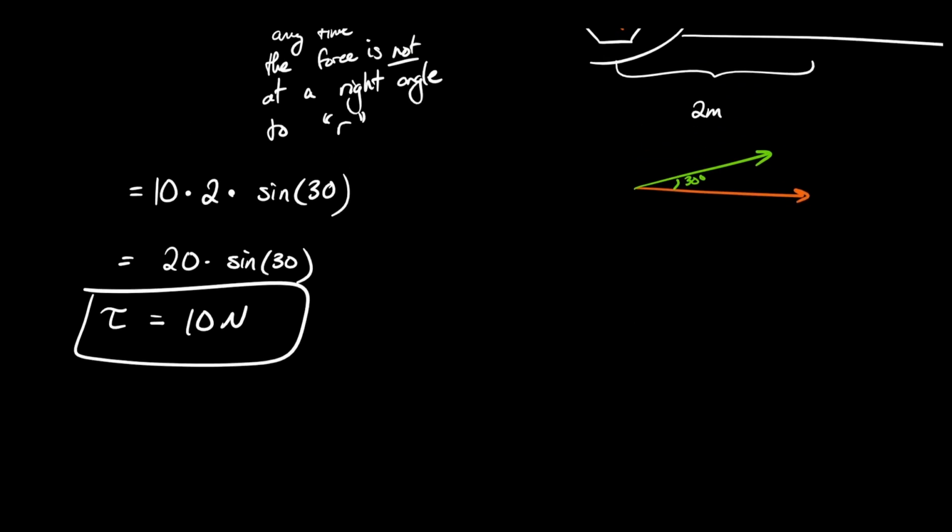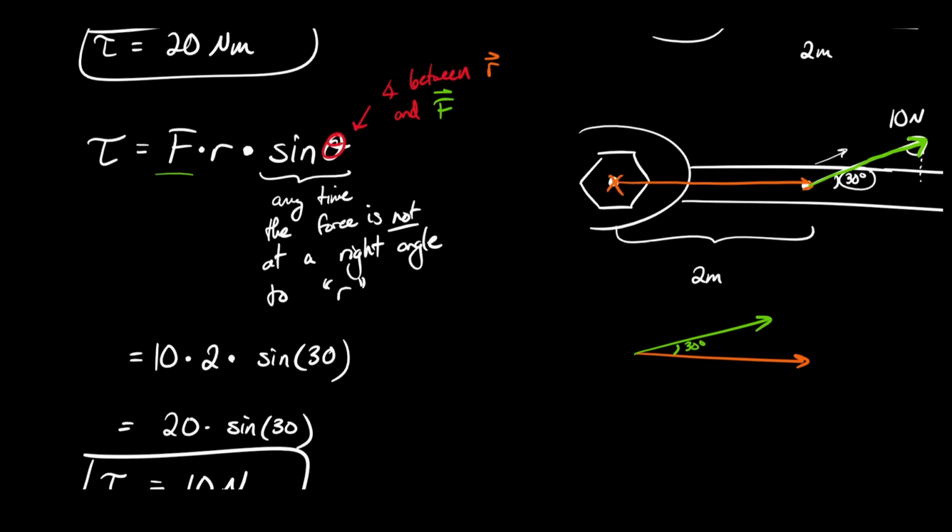Some notation here. Often this quantity right here, r sine theta, is called the lever arm. If you're an engineer, you may hear it called a moment arm. Okay, all equivalent terms.